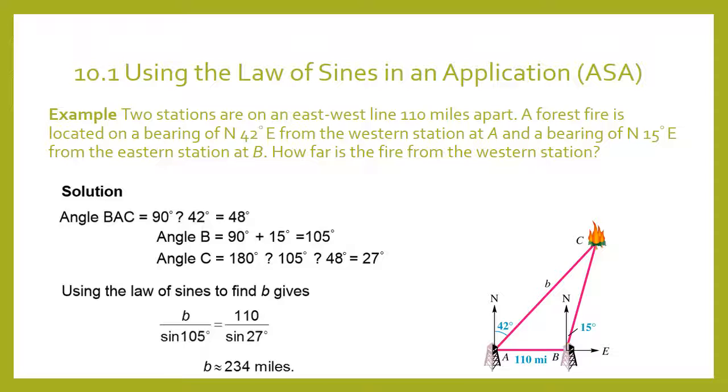Okay, we know that angle A of that triangle has to be 90 minus 42 because north, south, east, west meet at right angles. And we know that angle B of that triangle has to be 90 plus 15 degrees, which is 105. Then use the law of sines, and you find that B is 234 miles.